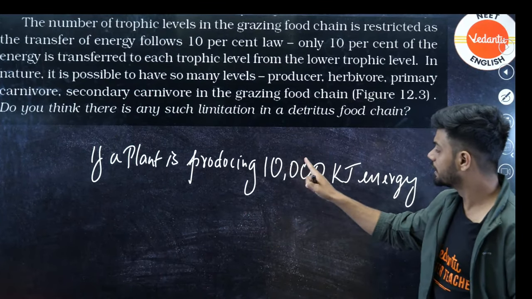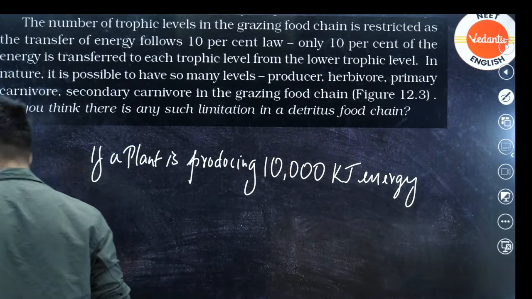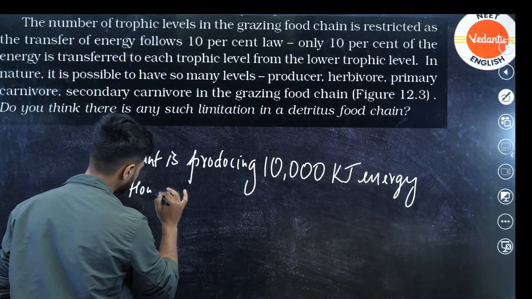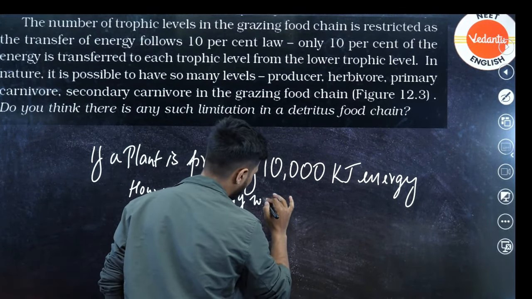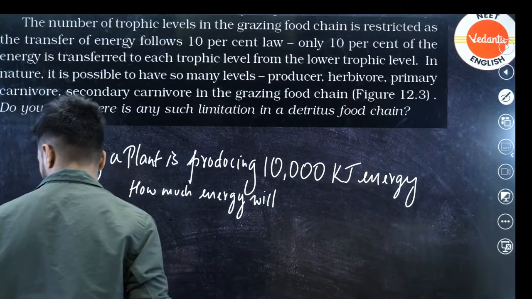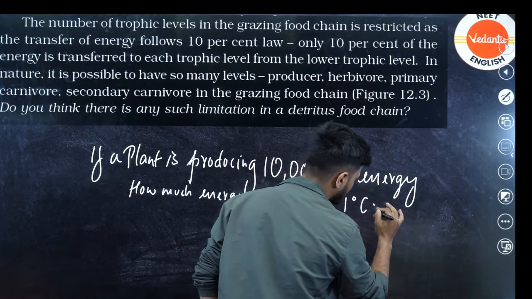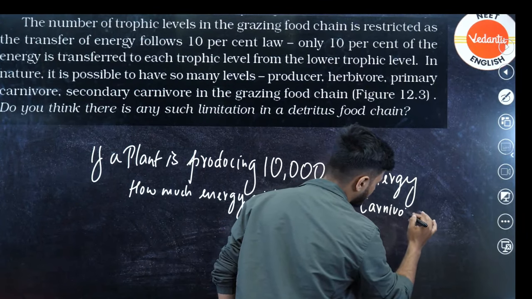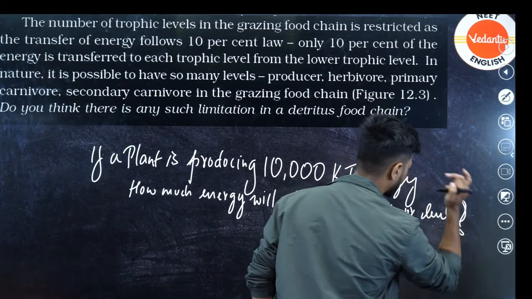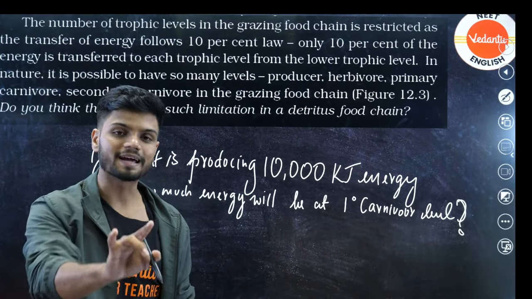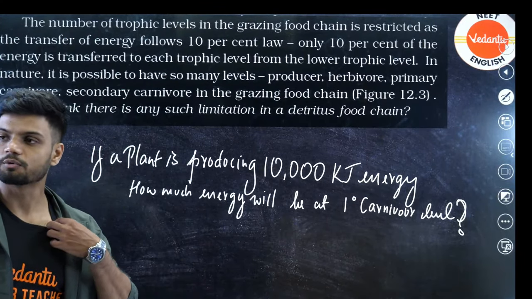If a plant is producing 10,000 kilojoules of energy, how much of energy will be at the primary carnivorous level? How much of energy will be there in the primary carnivorous level?